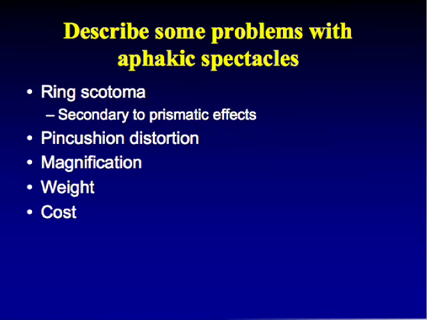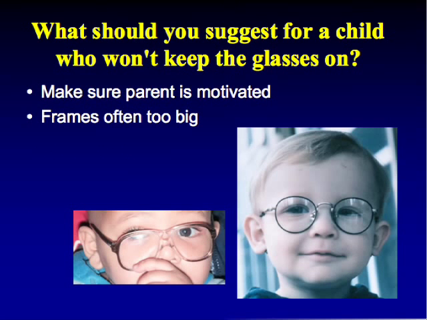Problems with aphakic spectacles. Well, you know, we don't deal with aphakic spectacles much, but we do have a lot of little hyperopes running around in pediatric ophthalmology. There's a ring scotoma secondary to the prismatic effects of the edge of the lens. There's pincushion distortion, sort of the opposite of what I showed you when I turned the indirect lens upside down. The magnification that we discussed earlier, and the weight and cost of these spectacles. Sort of intuitive stuff, but worth at least mentioning explicitly while you're thinking about it.